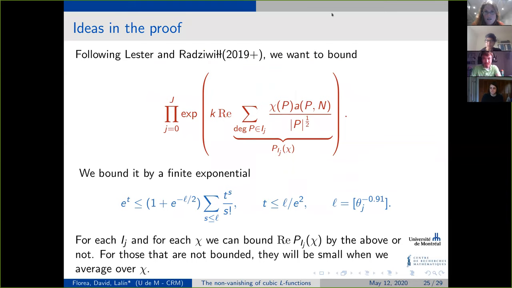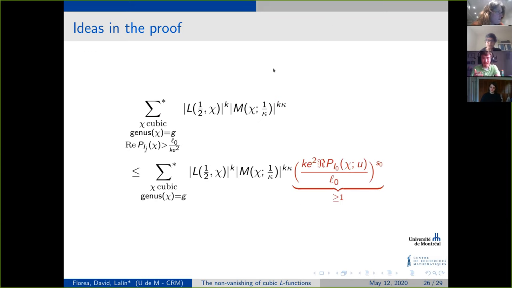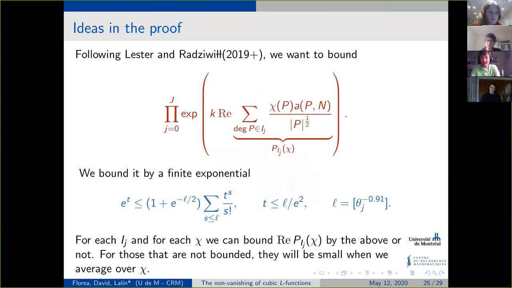Yeah, I have a question. I might have missed this earlier in the talk, but when we're looking at the value of one of these L-series at the particular s value of 1/2, does that tell us something about the value of the L-series at other points on the line, real part of s equals 1/2?